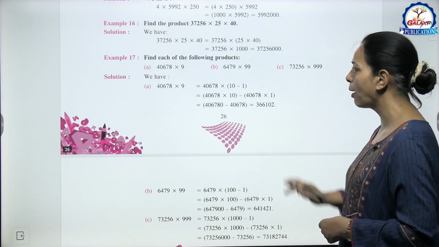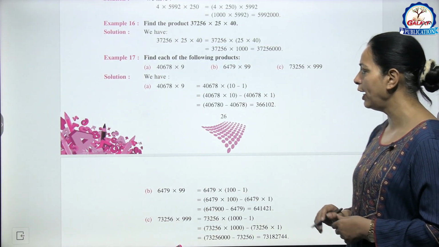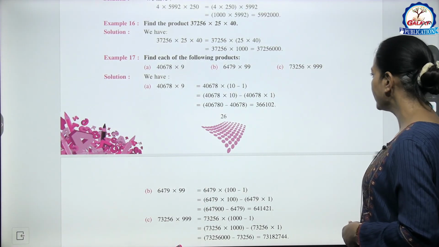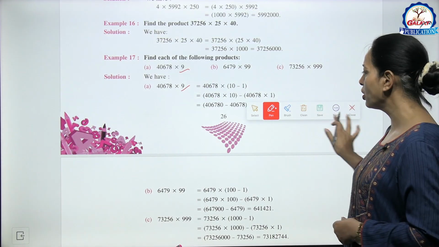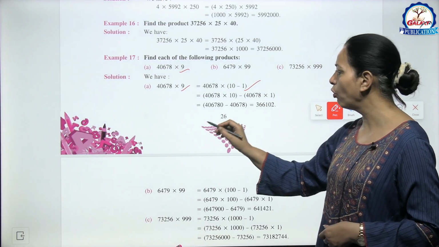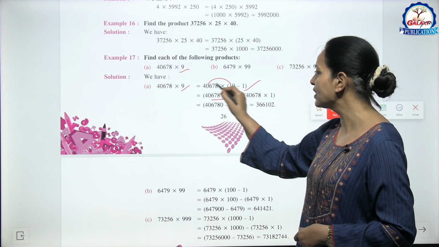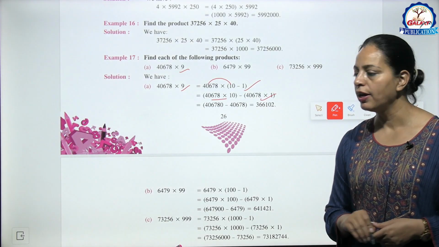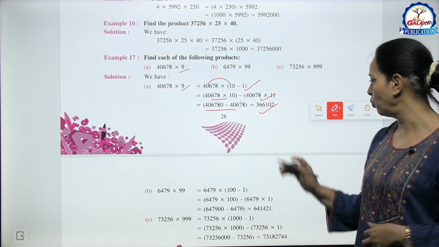Now come to example 17. Find each of the following products. Like A part, 40,678 into 9. We change 9 to 10 minus 1. Now apply distributive law over subtraction. So this into 10 minus this number into 1. Now we will do the calculation. This is the value, right?